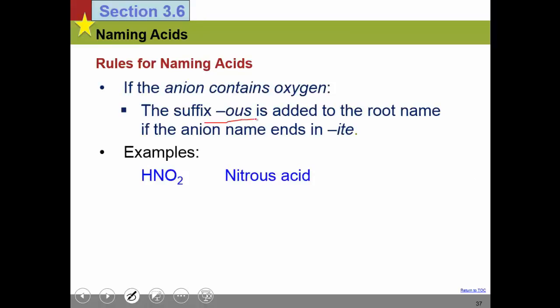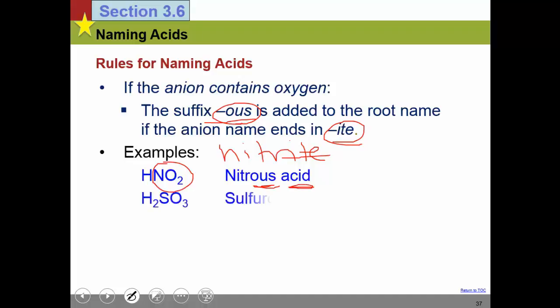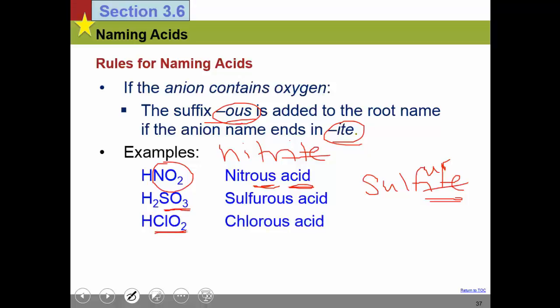Now, if the suffix ends in ite, then we use OUS with acid. So NO2 was called nitrite in our table. So we drop off the ITE and add OUS acid, nitrous acid. So SO3 was called sulfite ion. So we get rid of the ite and we actually have to add ur because the element root for sulfur is sulfur, and then ous acid. ClO2 was called the chlorite ion in our table. So we got rid of ite and added ous acid.